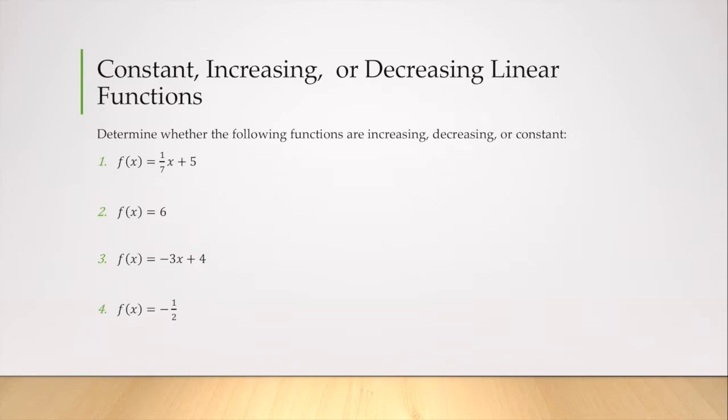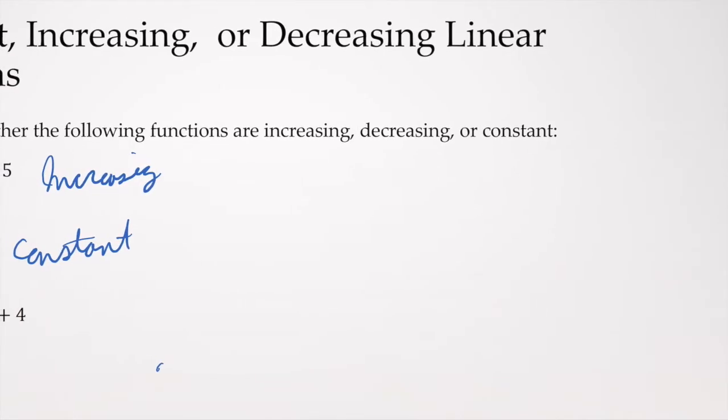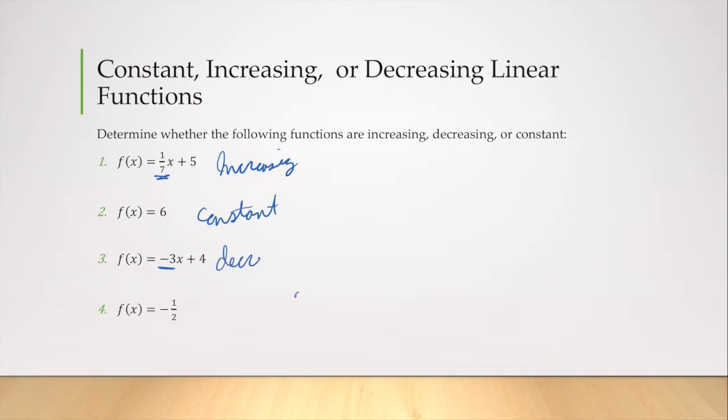So here I have f of x equals 1/7 x plus 5. Its slope is 1/7. That's positive. So even though it's a fraction, this is an increasing function. If I have f of x equals 6, that's going to be a constant function. My slope is 0. If I have f of x equals negative 3x plus 4, that's a negative slope, so my function is decreasing. And if I have f of x equals negative 1/2, even though that is negative, it's still just a constant. So my slope is 0. I have a constant function.